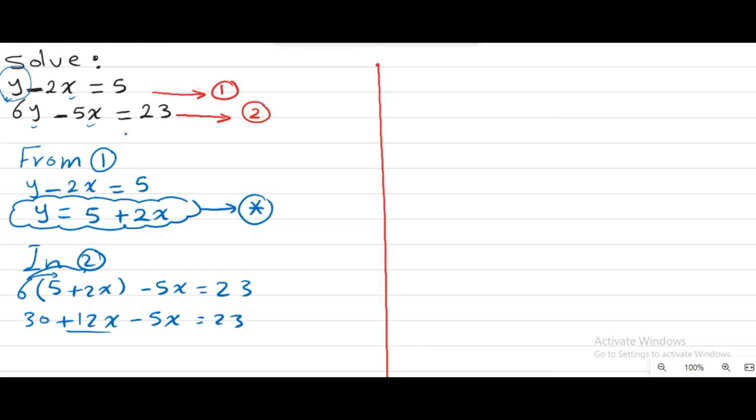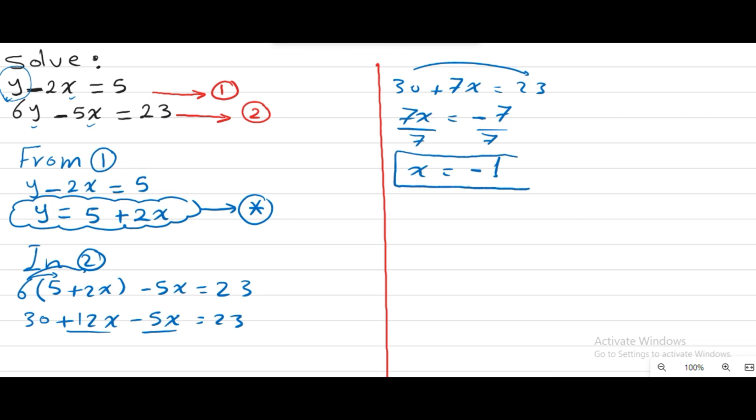Collect x with x, so it will be 30 plus 7x equal 23. Linear equation, so 7x equal negative 7. Divide by 7, x equal negative 1. Here we got the value of the first variable, which is x.